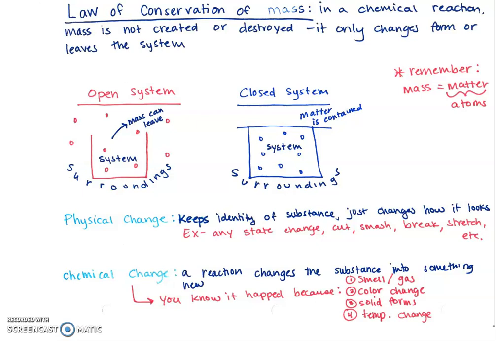If a chemical change happens in a closed system, the mass will not change. It will always stay the same. There are times that if it happens in an open system, it could change, like if I create a gas, but it doesn't always have to.